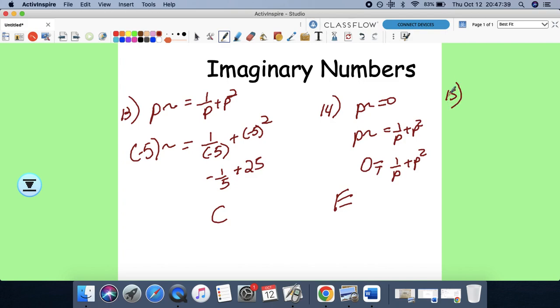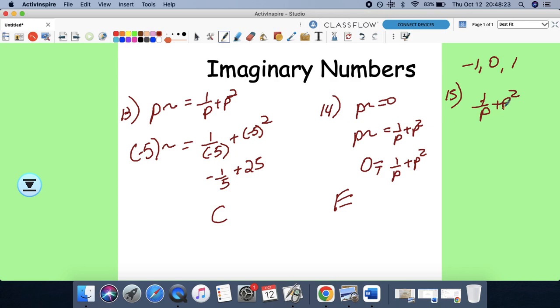Number 15: which value of P would not result in an integer? So if I take negative 1, 0, and 1, let me plug in negative 1. So again, let me take the expression 1 over P plus P squared. If I plug in negative 1, I get negative 1 over here. I get 0, which I just did. So that works. 0: 1 divided by 0 is 0, and 0 squared is 0. So that gives me an integer.